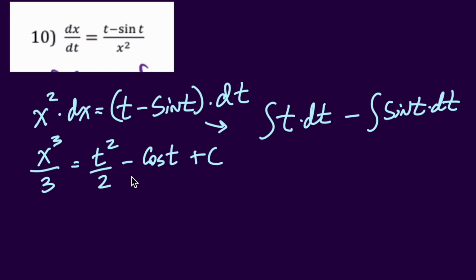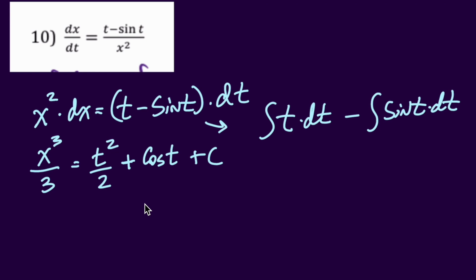Okay, let's double check this is correct. Actually this should be a plus, my mistake. I always do that. I take the derivative just to make sure that I integrated correctly. So the derivative of cosine t is negative sine t.